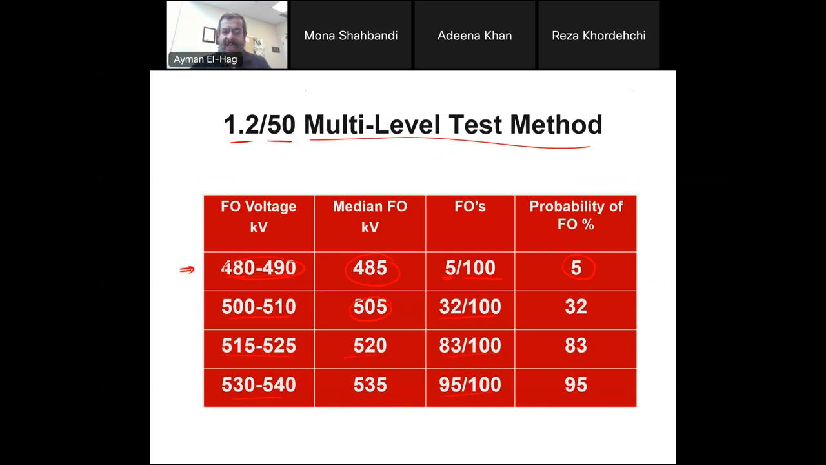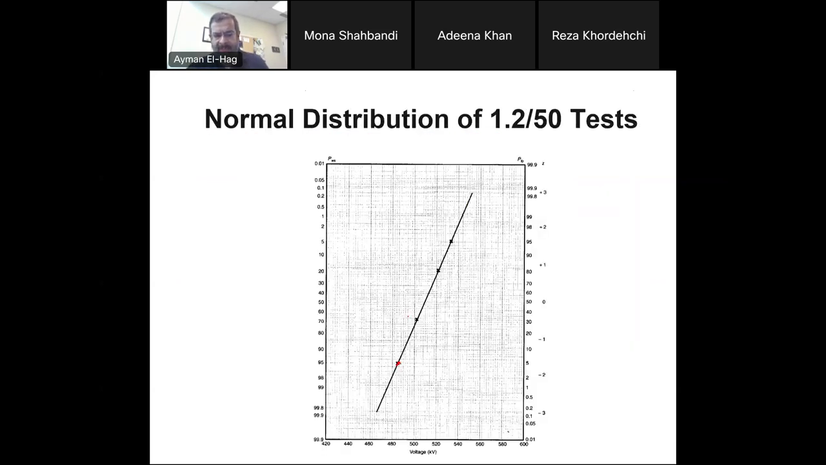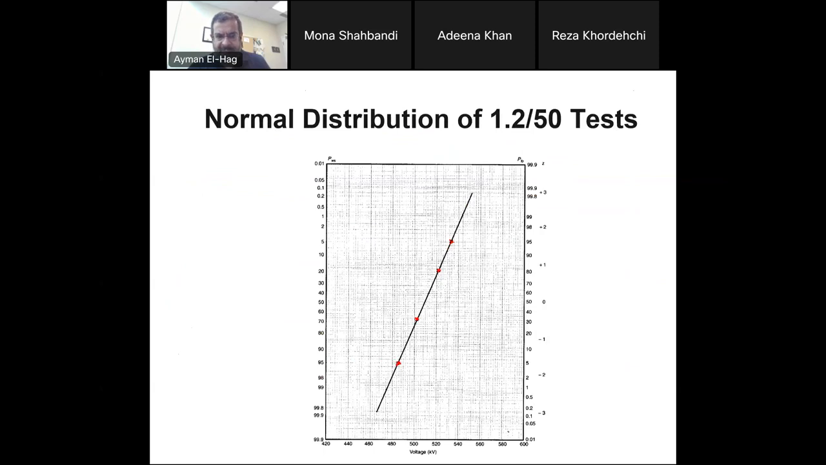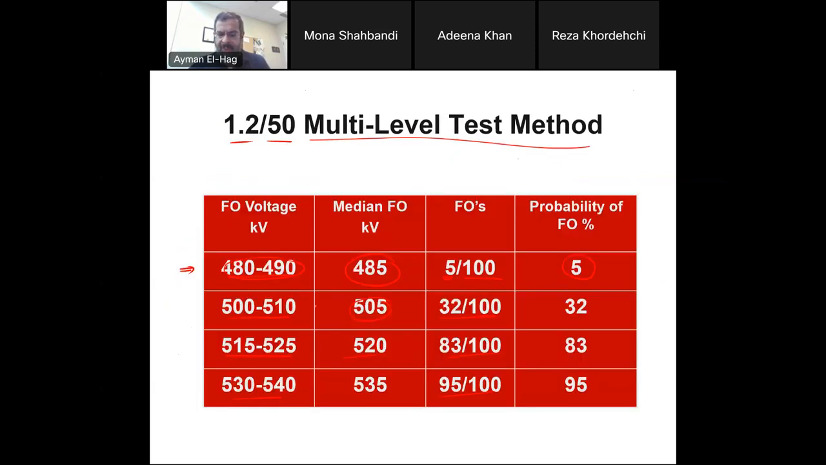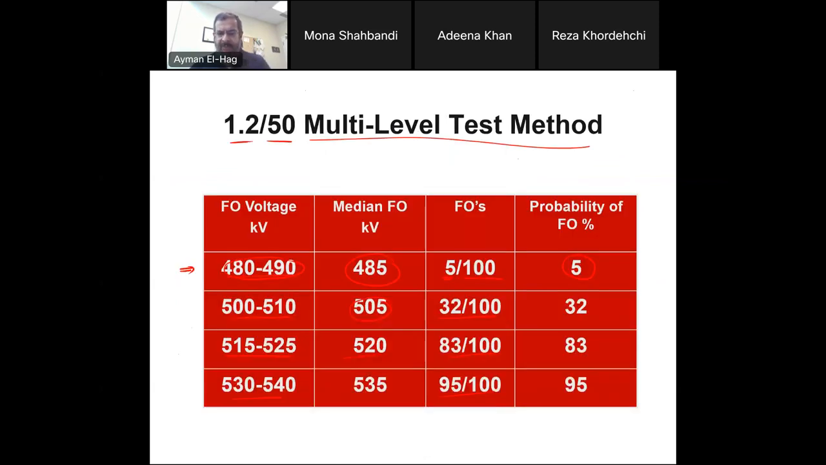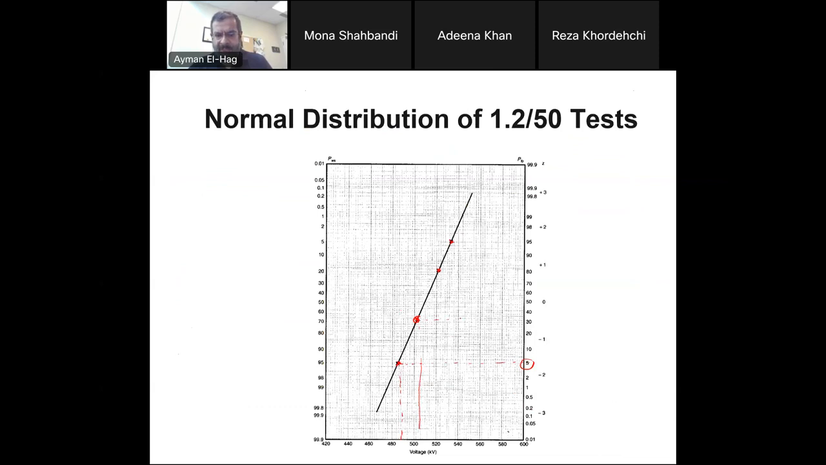Okay. So we take these results and draw them here. These are the four numbers we have here, the same numbers here: 5, 32, 83, and 95%. So at this voltage level here, which is around 485, there is a 5% chance of flashover. Here, this one is at this voltage level, which is basically 505, and we have here a 32% chance of flashover. Okay, and so on and so forth.